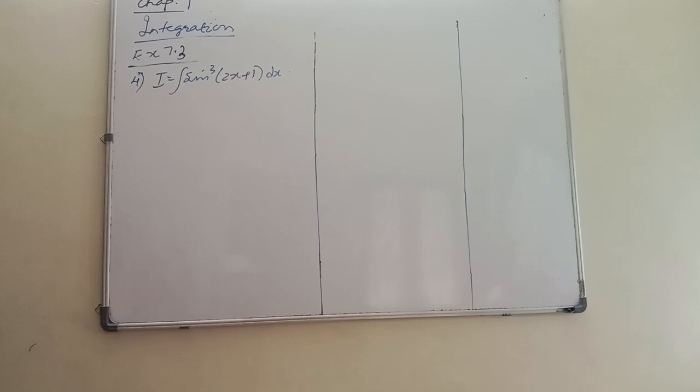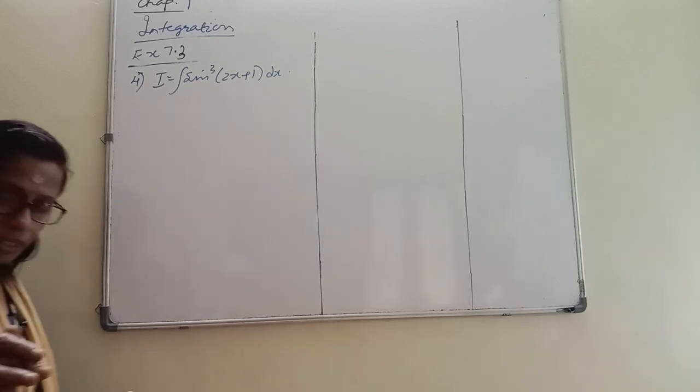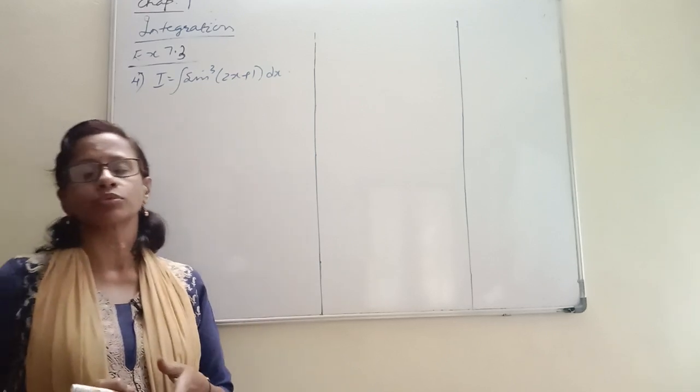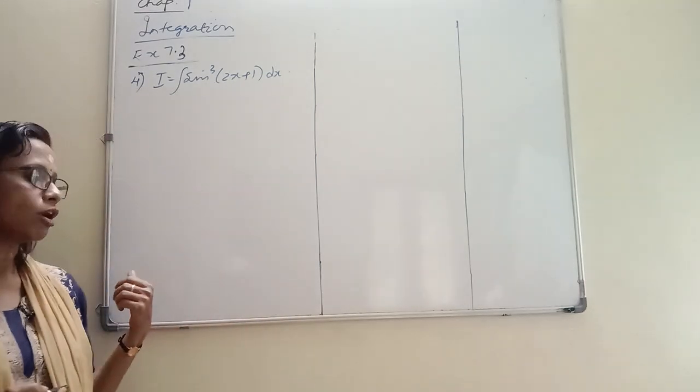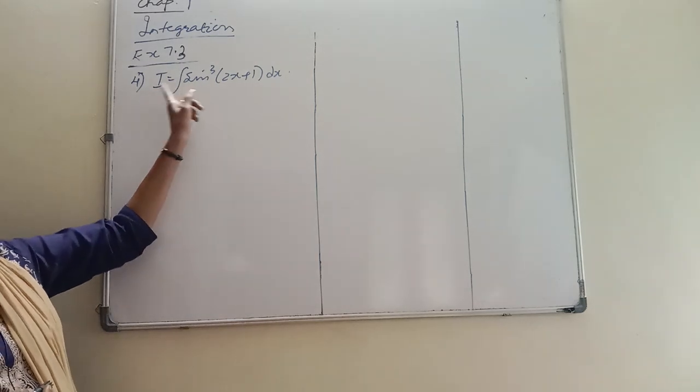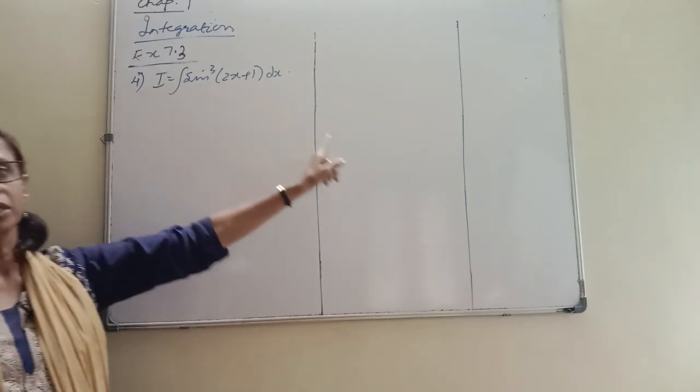Hello folks. We are once again back with the next part of this exercise 7.3. We already finished problems 1, 2, 3. Now we are in problem number 4. As it is put up on the board, it is I equals integral of sine cube (2x plus 1) dx.